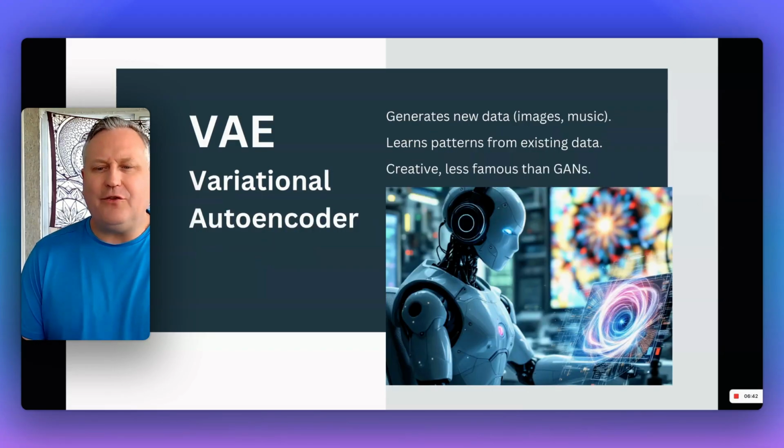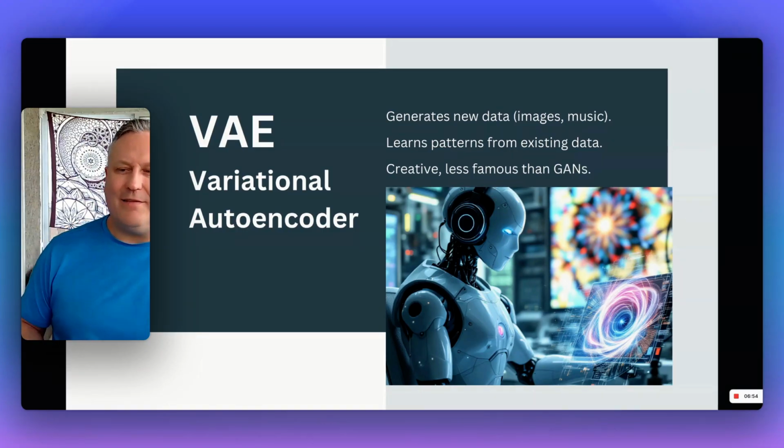VAE, variational auto encoders. So this generates new data, images. Think DALL-E. It learns patterns from existing data. It's very creative, a little less famous than the GANs.